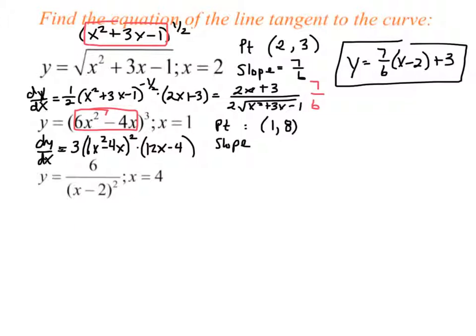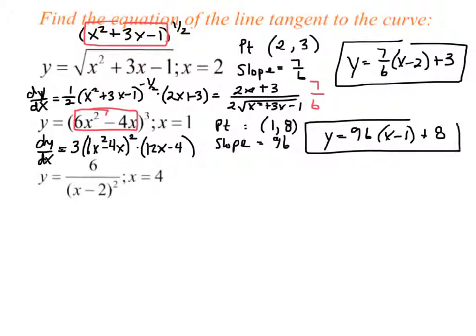Now I have the derivative. I'm going to plug 1 in. So this 6 minus 4, this is 2. So 2 squared is 4. So 3 times 4 is 12. And this is 8, right? 12 minus 4 because I plug in 1. So I end up with 12 times 8, which is 96. So my tangent line has an equation of 96 times x minus the x coordinate plus the y coordinate, just like that. All right, last one.